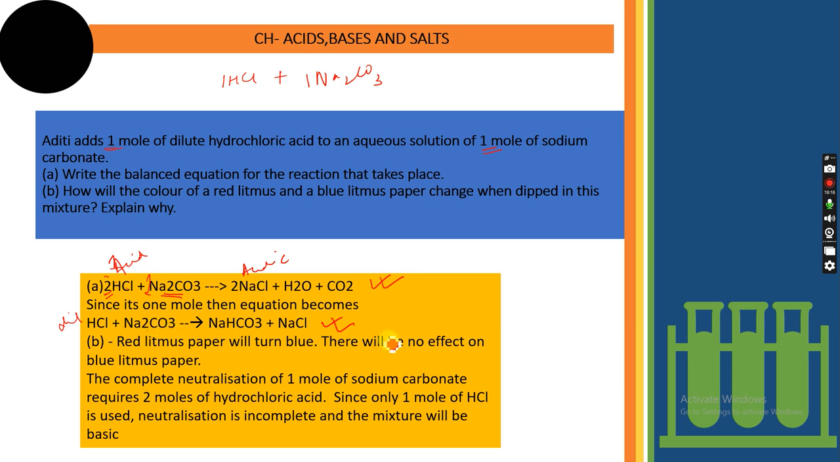So if it is a basic solution, so what will be the color, so the red litmus, so you know, for basic solution red litmus turns blue, right. और अगर एसिडिक होता तो क्या होता, blue litmus would have turned red. तो हम लोग ये वाला नहीं लिखेंगे, हम लोग का आंसर ये वाला होगा. ओके, क्योंकि ये अभी भी सॉल्यूशन बेसिक है, क्योंकि HCl 2 moles नहीं ले रहे, यहाँ पे सिर्फ 1 mole ले रहे. So that is why, since it is still a basic solution, red litmus will turn blue.